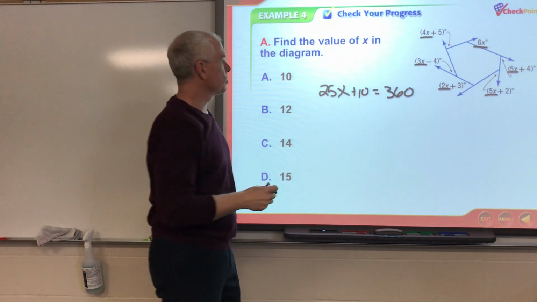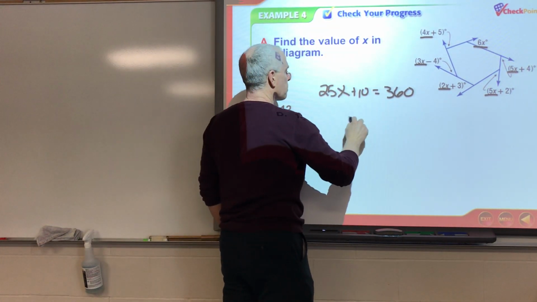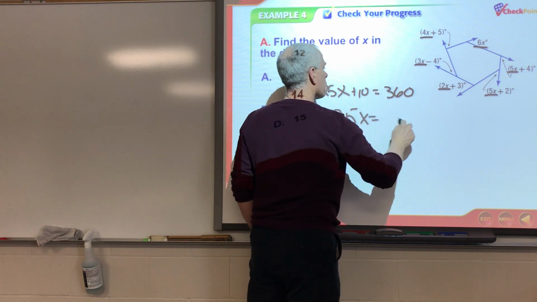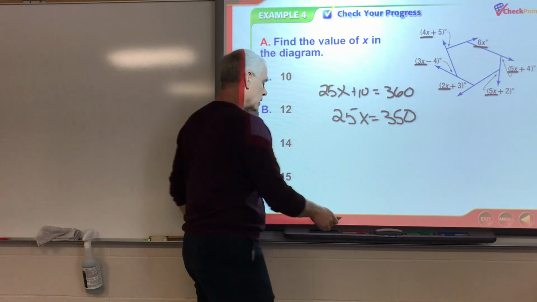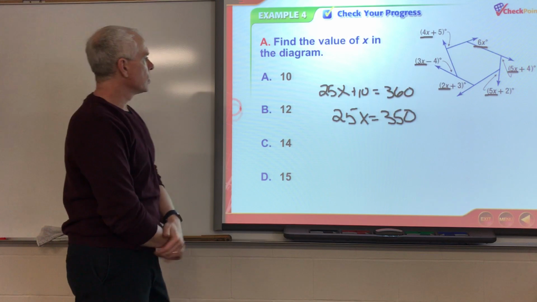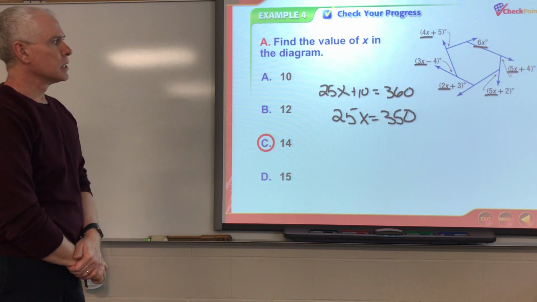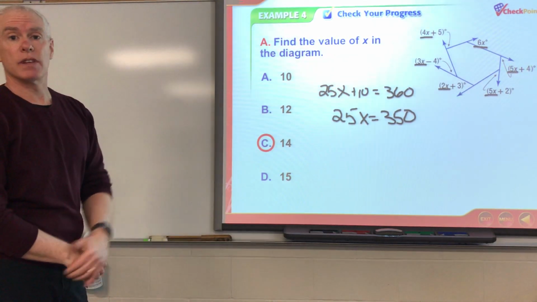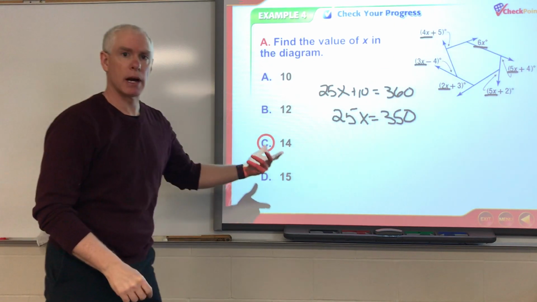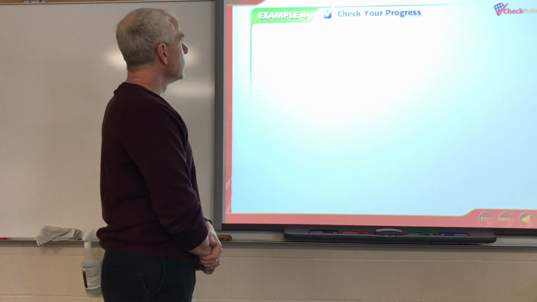And then I've got some algebra to do. Subtract the 10, and then divide by 25, and I should get x equals 14. Okay, if I wanted to find the measure of the exterior angles, I could then plug that 14 back in and I would be good to go.